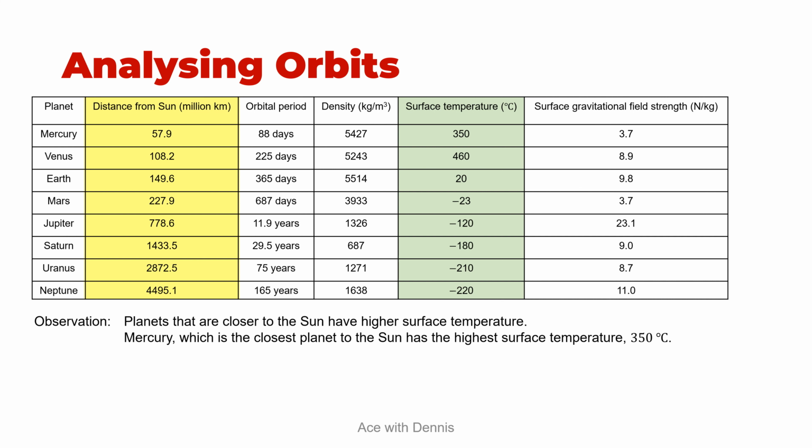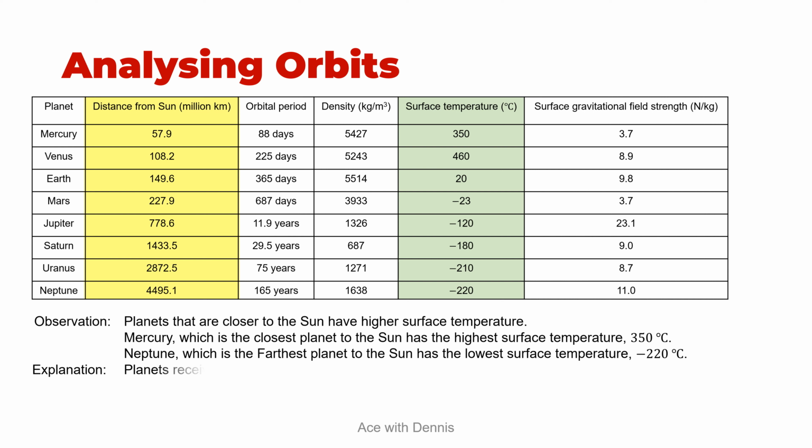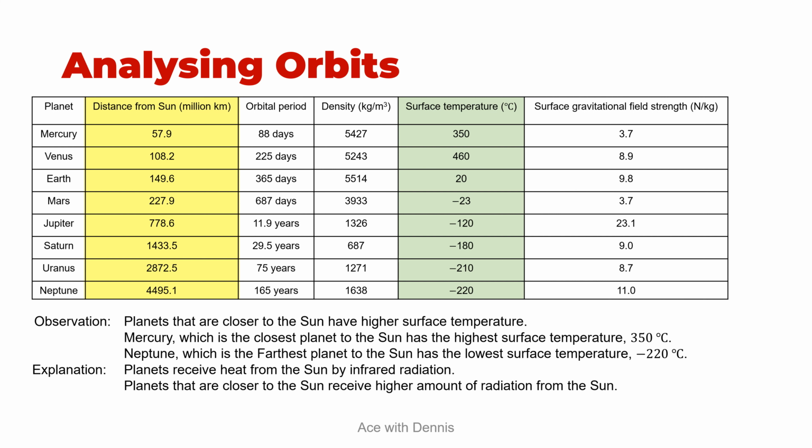Mercury, which is the closest planet to the Sun, has the highest surface temperature, which is 350 degrees Celsius. On the other hand, Neptune, which is the farthest planet from the Sun, has the lowest surface temperature, which is negative 220 degrees Celsius. And here is the explanation. Planets receive heat from the Sun by infrared radiation. Planets that are closer to the Sun receive a higher amount of radiation from the Sun. Hence, their surface temperature is the highest compared to the planets that are further away from the Sun.